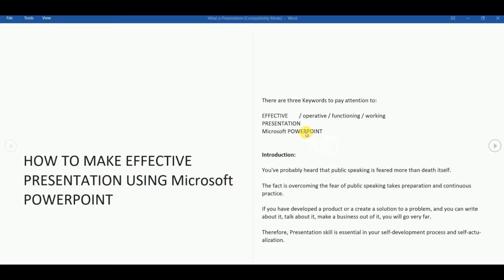Now, I'm going to start by saying that you probably have heard that public speaking is feared more than death itself. To overcome the fear of public speaking, this takes preparation and continuous practice. If you've developed a product or you create a solution to a problem, it's important that you learn how to write something about it, talk about it, and make a business out of it. If you can do that, then you will go very far. Therefore, presentation skill is essential in your self-development process and self-actualization.